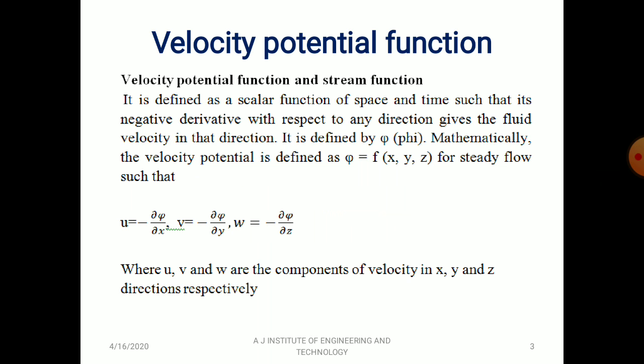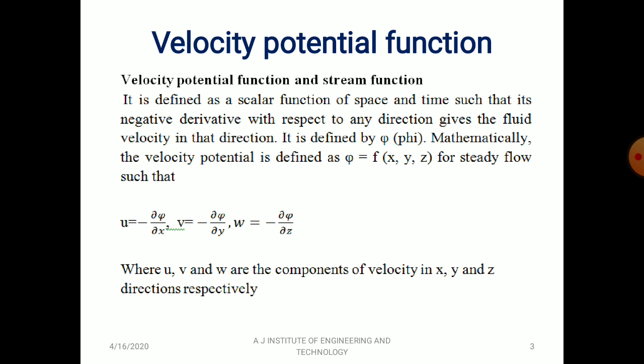It is defined as a scalar function of space and time such that its negative derivative with respect to any direction gives the fluid velocity in that direction. It is represented by the Greek letter phi. Mathematically, the velocity potential function is defined as phi equal to a function of x, y, z and time t. So this velocity potential function is a function of three space coordinates and time.